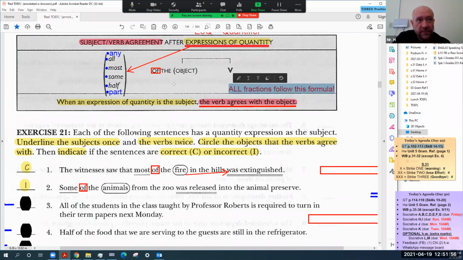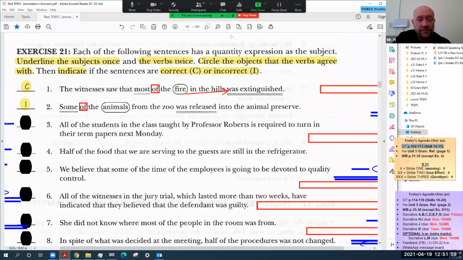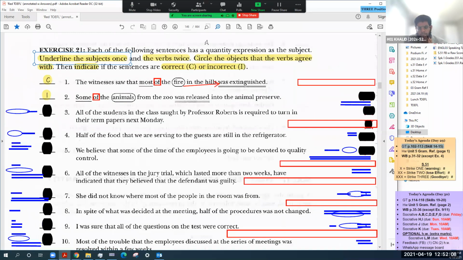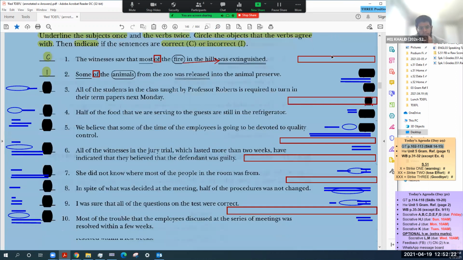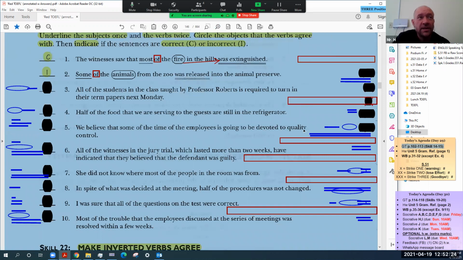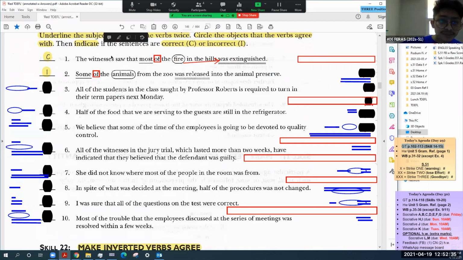Do you understand? Okay. How do we do exercise 21? Khalid? Underline the subject once and the verb twice. Circle the object that the verb agrees with. Indicate correct or incorrect. Good. Are you ready, guys? Let's quickly do number 1 and 2. Abdul Majid, I'm going to give you number 2. Faraz, you do number 1. Don't read it, just explain it.